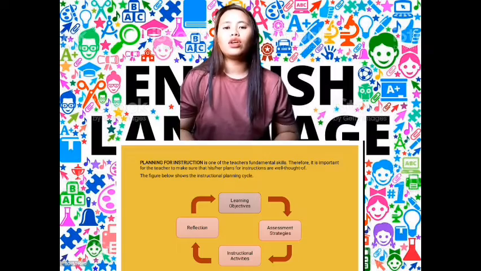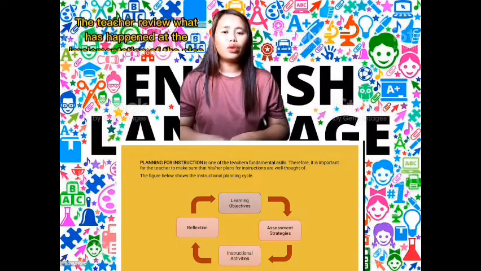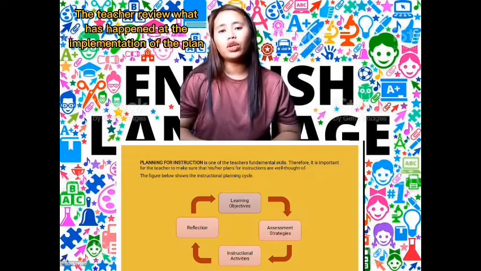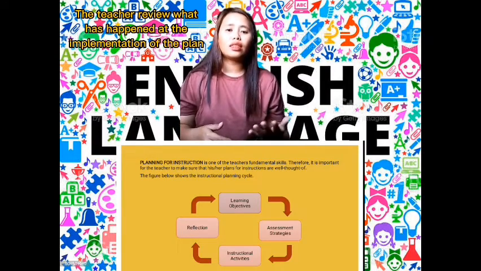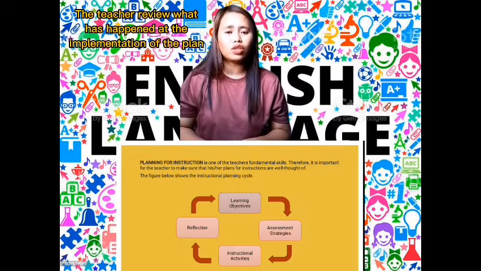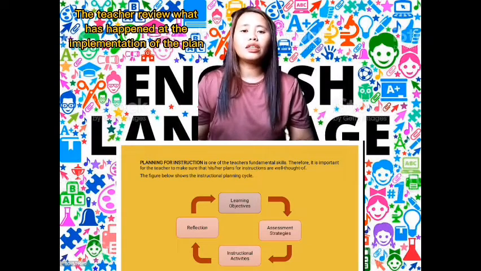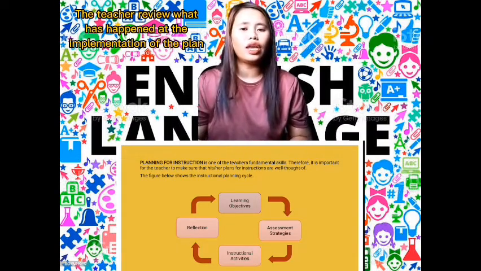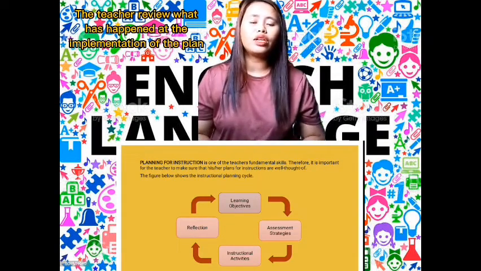Lastly, the reflection. In this step, the teacher reviews what has happened at the implementation of the plan. The teacher can use data from the observations to make adjustments and improve the next instructional plan. In this phase, the teacher will make a judgment whether the learners have met the intended learning outcomes after the instruction is fully implemented.